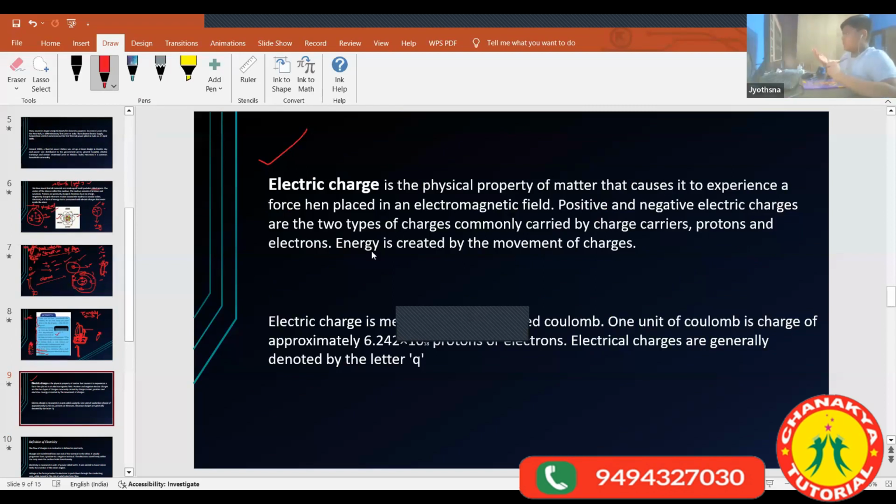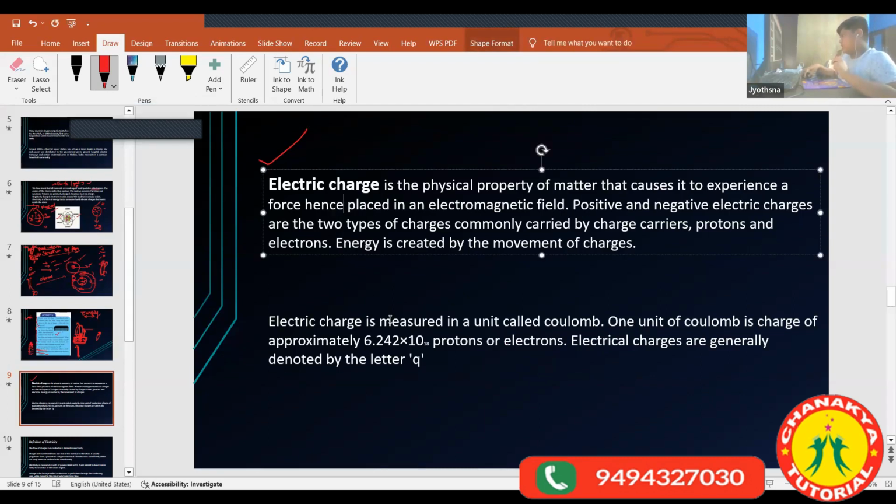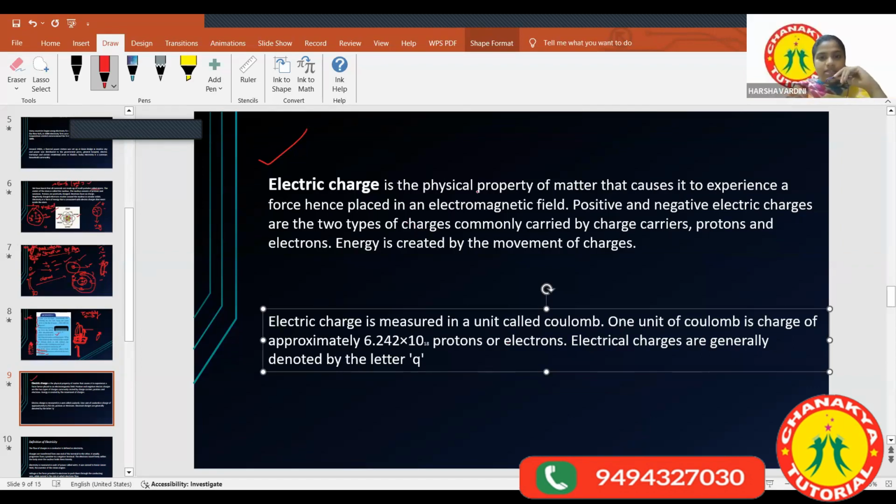Electric charge is the physical property of matter that causes it to experience a force when placed in an electromagnetic field. The positive and negative electric charges are the two types of charges commonly carried by charge carriers, protons and electrons. Energy is created by the movement of charges. Yes, correct. So electric charge is nothing but a physical property of matter that causes it to experience a force.